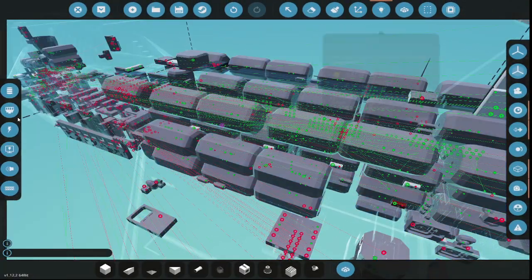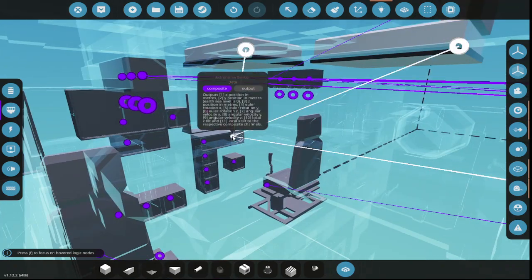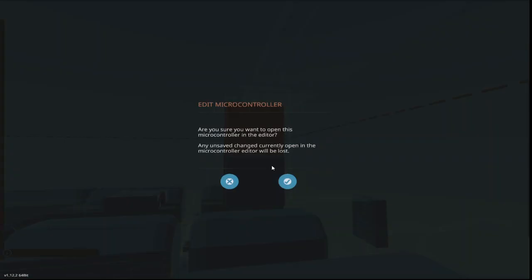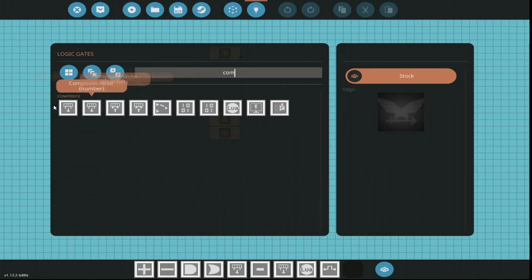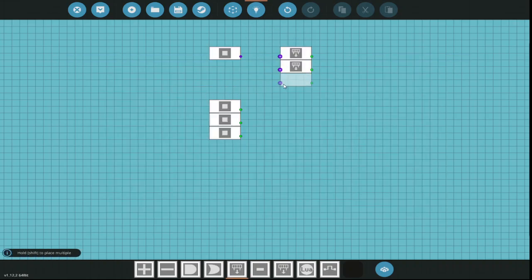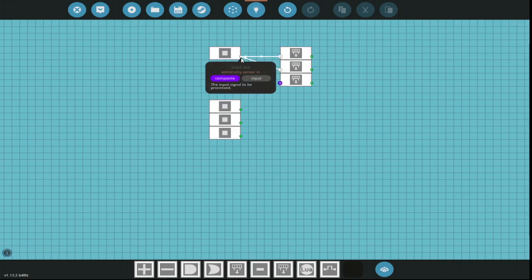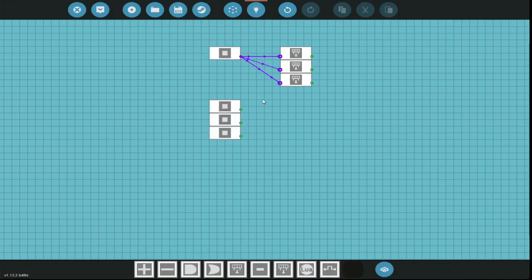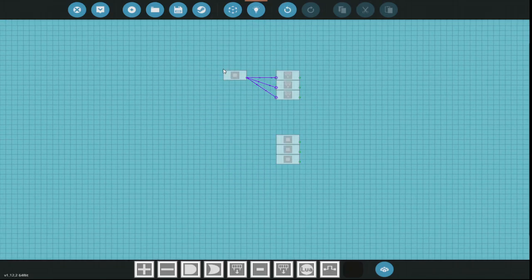So now if we go to our composite here and we go over to the astronomy sensor, now it gives us our X, Y, and Z position in meters, and that's 1, 2, and 3, Earth to sea level. So we need composite read number. And we have to split the channels. Channel 1, channel 2, channel 3. That is our XYZ ship, XYZ destination, where we want to go.